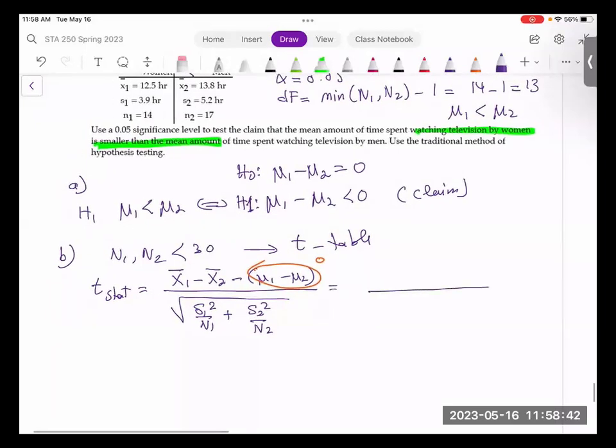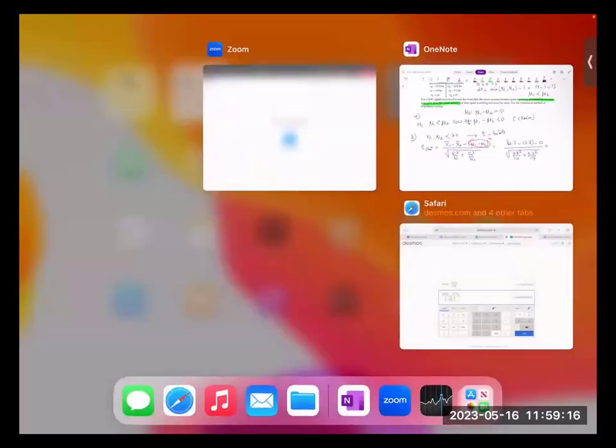So let's see. It's going to be 12.5 minus 13.8 minus 0 divided by the square root of what we got here, 3.9 squared divided by n1, which is 14, plus 5.2 squared divided by 17. And you need to come up with a number, right?